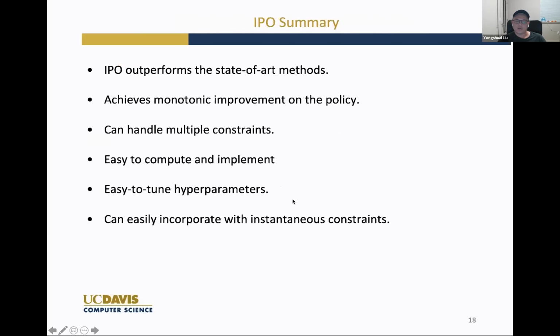To summarize IPO: we propose IPO to handle the cumulative constraints, and IPO outperforms the state-of-the-art method. It achieves monotonic improvement on the policy, which is a property inherited from PPO. It can also handle multiple constraints, because in practice we do not have only one constraint, but maybe many constraints together. It's easy to compute and implement, and the hyperparameter is easy to tune. Another advantage is that it can also incorporate the instantaneous constraint easily, which we will show next.